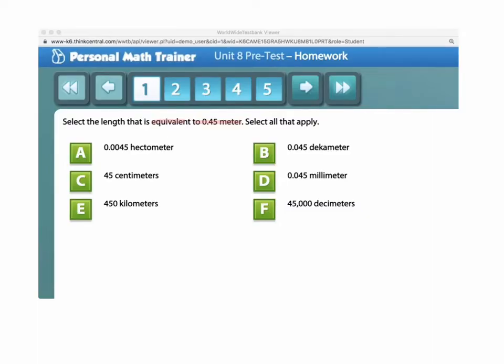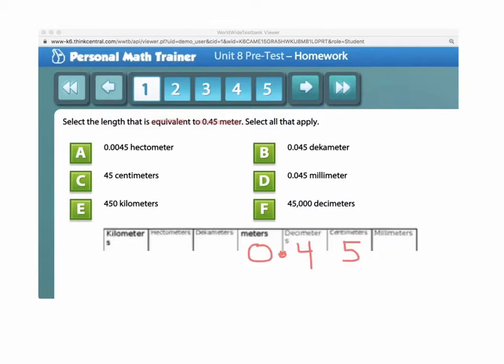Question 1 asks us to find equivalent measurements to 0.45 meters or 45 hundredths of a meter. First thing you're going to want to do is draw your place value chart showing meters. King Henry doesn't usually drink chocolate milk; the unit is the meter. So I've written in 0.045 meters into that.